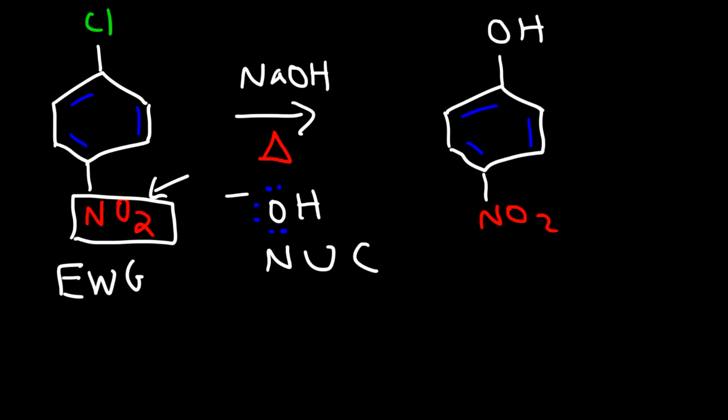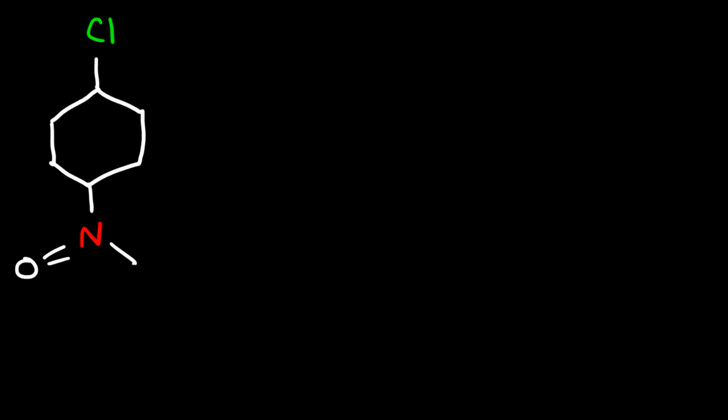Now let's go over the mechanism for this process. If you want to, feel free to pause the video and try to propose a mechanism for this process. Now we're going to have to draw out the nitro group. So we have a nitrogen atom that is bonded to two oxygen atoms, and the nitrogen has a positive formal charge.